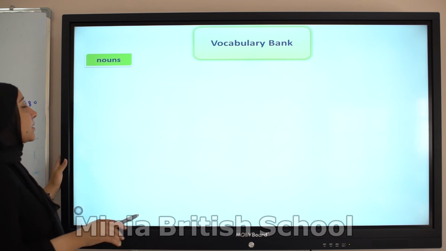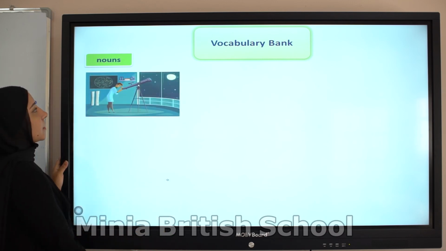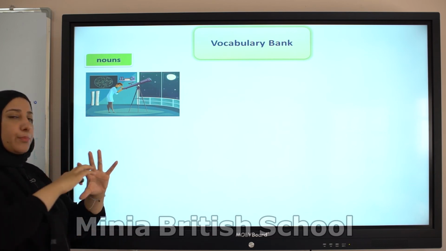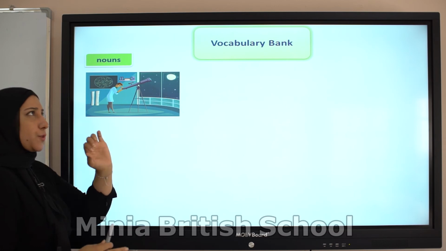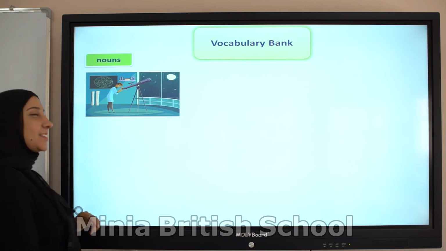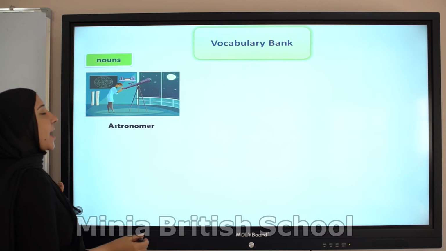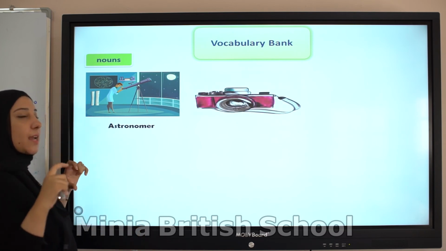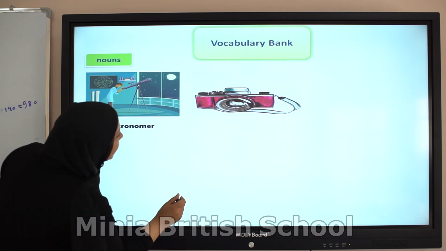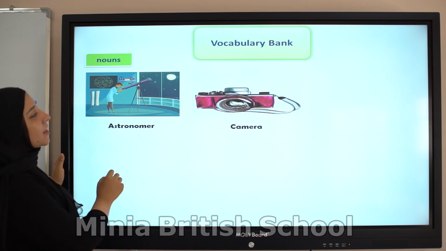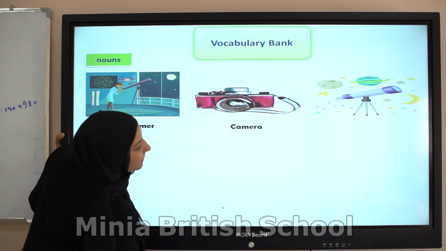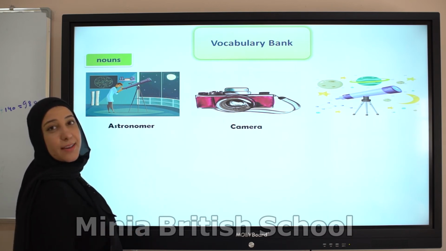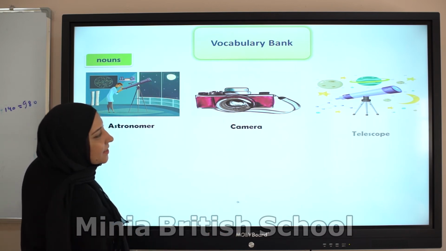The vocabulary bank. Let's start with the nouns. Here, this person is doing what? That uses the big, powerful telescope to watch the sky. Excellent. He is an astronomer. Okay, this one that we use to take photos. Excellent. It's camera. Okay, what about here? This powerful tool that we use to watch the sky. Excellent. Telescope.